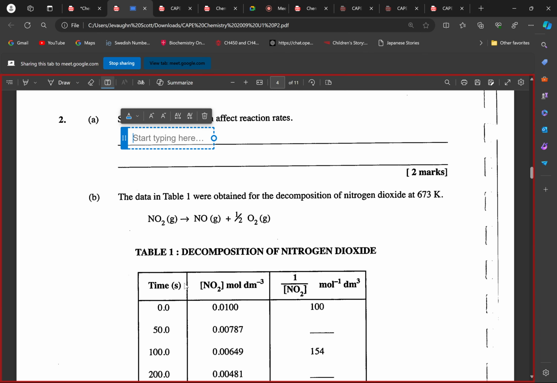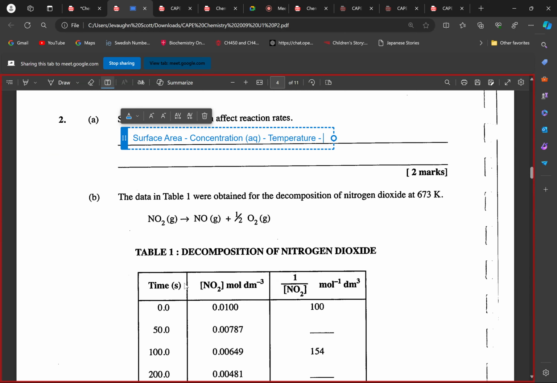Give us one. Somebody give me one. Surface area. What else? Lovely. Surface area. What else? And concentration. Concentration in aqueous solutions. Temperature. Lovely. Temperature.